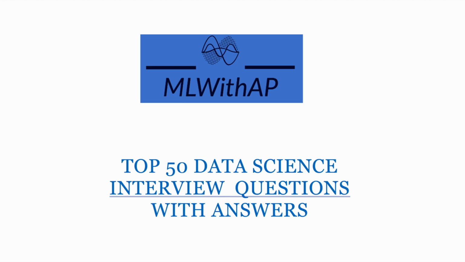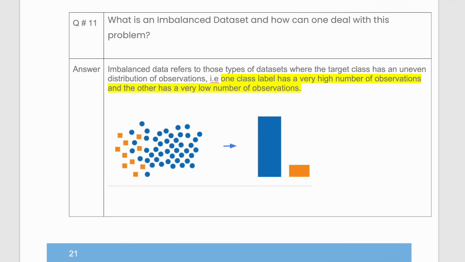It's Sunday and I'm back with 5 questions related to data science interviews. Let's start. So the first question for the day is, what is an imbalanced data set and how can one deal with this problem? So friends, you must already know that imbalanced data sets cause issues with our model performance or model training.